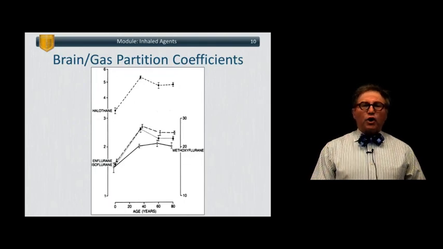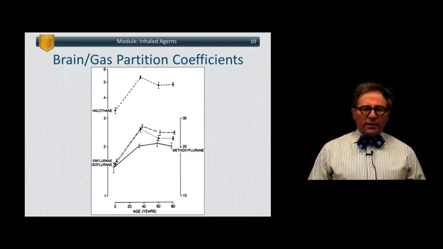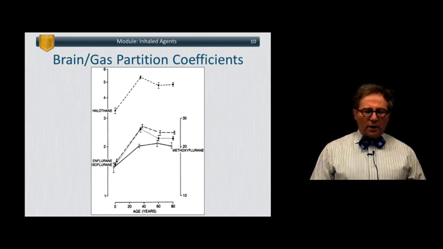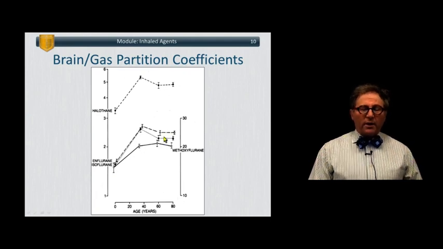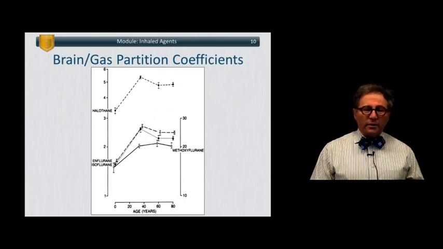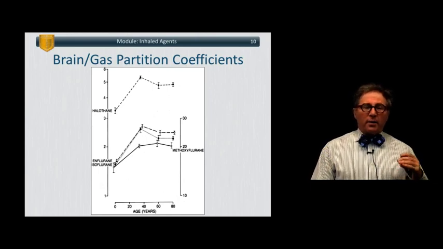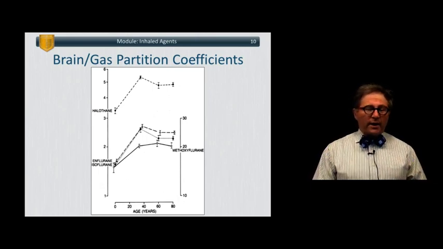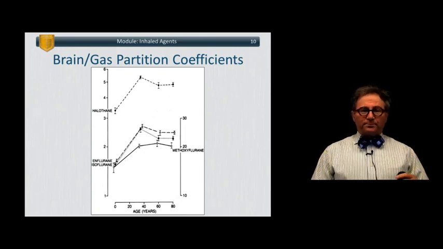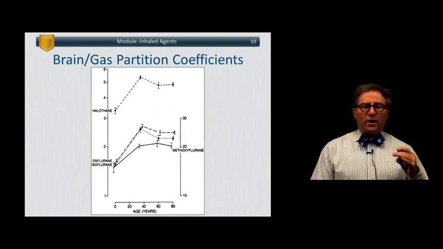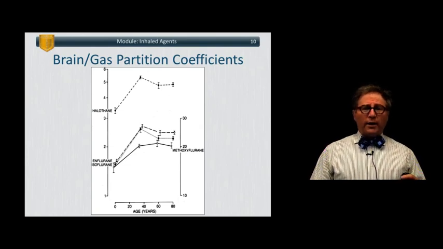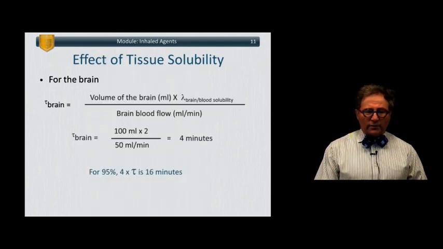Similarly, the anesthetic solubilities in brain tissue are much less in neonates than they are in adults. This means that the neonate has a smaller capacity to take up inhaled agent before it reaches a partial pressure equilibrium with that in the blood. And therefore, the effect on the organ system, in this case the brain, and the uptake are different in the neonate than in the adult.